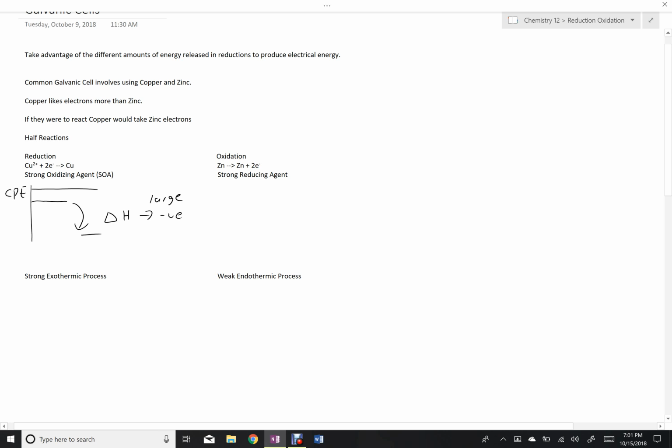Alternatively, zinc, this should be 2+ here. No atoms really like to be oxidized. Atoms like their electrons, they don't just want to give them up for free. But zinc doesn't like its electrons anywhere near as much as copper would. So the chemical potential energy for zinc going to zinc 2+ would go up a little bit. So we have to pay a little bit of energy to make that happen.